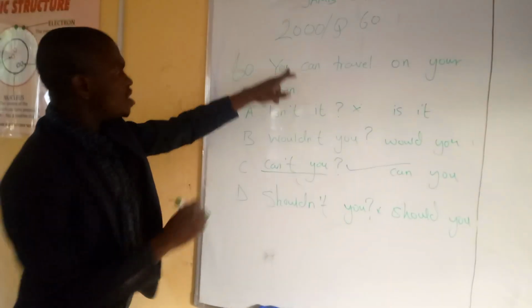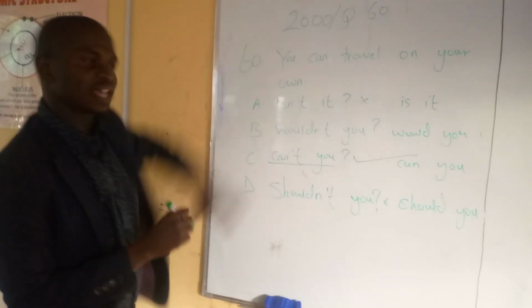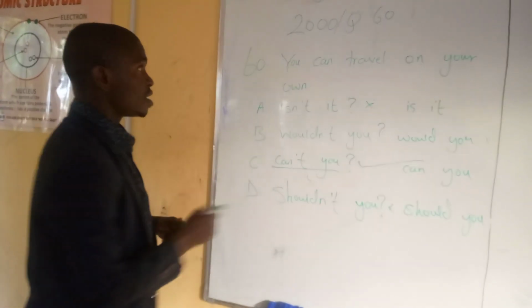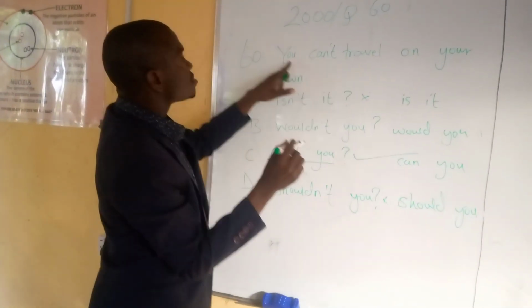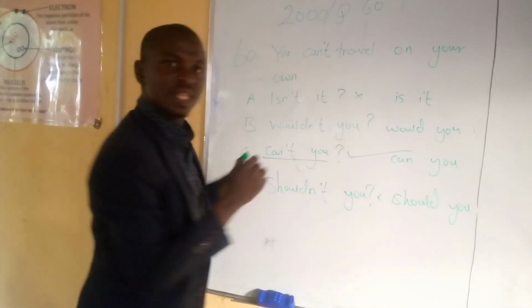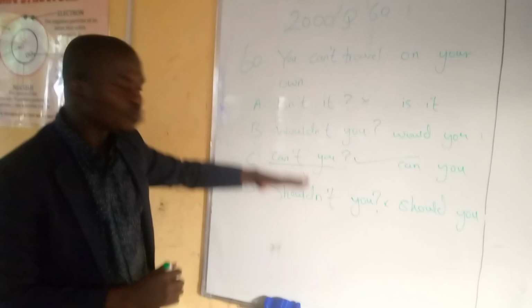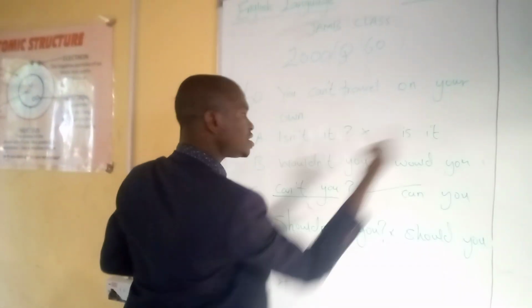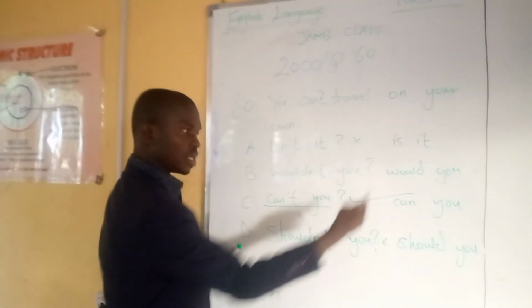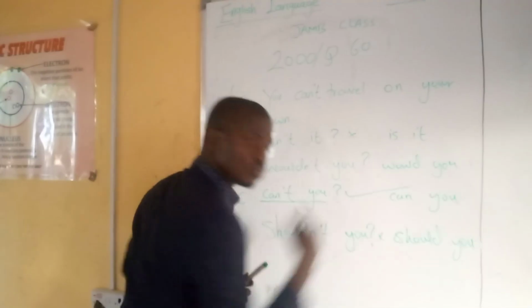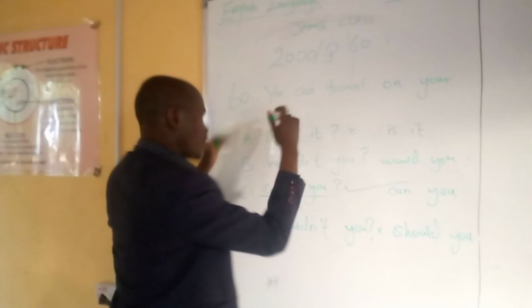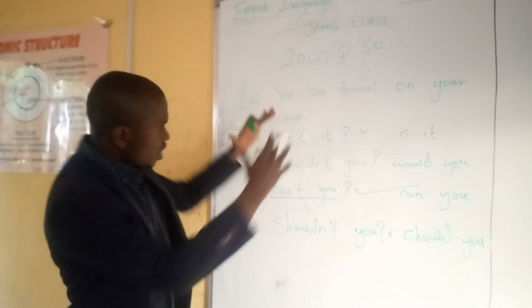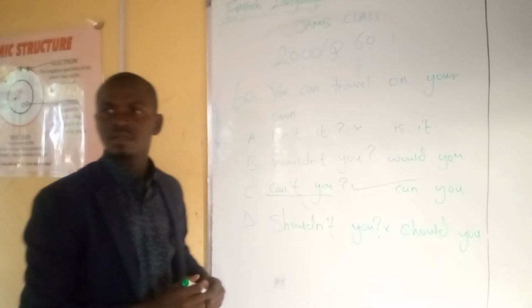So, had it been this statement is in the negative through the verb, the statement could be put like this: you can't travel on your own. In this case, the options to be given should be in the positive. Is it? Would you? Can you? Should you? So since the statement is positive, the options have to be in the negative.